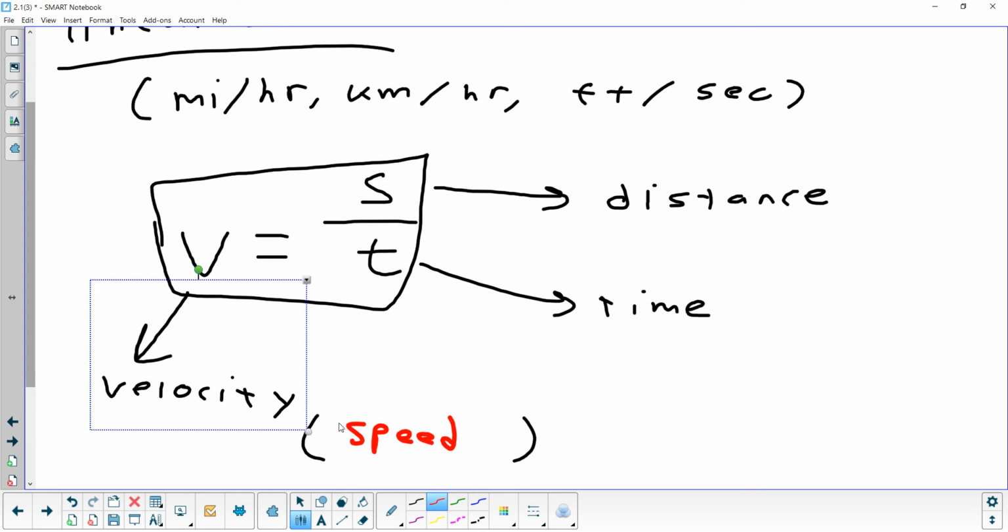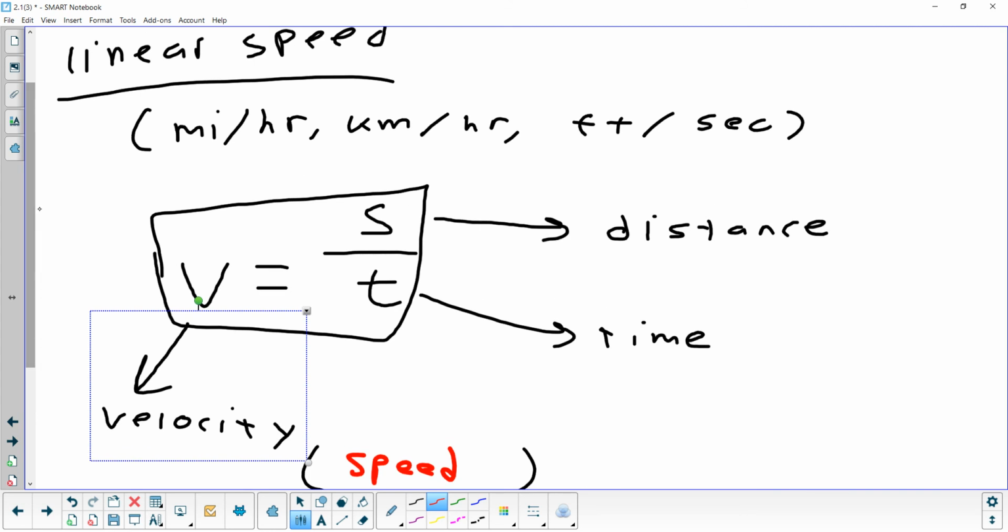Writing a word and then putting the same word next to it in parentheses doesn't really help much. All different kinds of units you can have for linear speed. Miles per hour, that's pretty common in like the US. Kilometers per hour, that's what you'd see in a lot of European countries. Feet per second, that's another unit you could use.